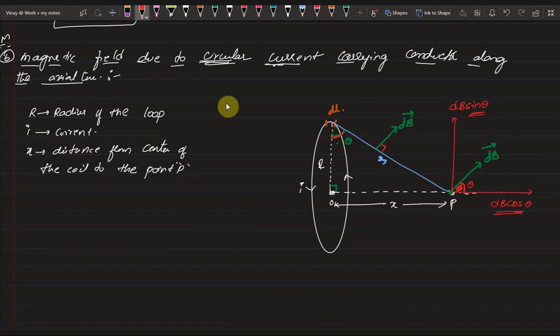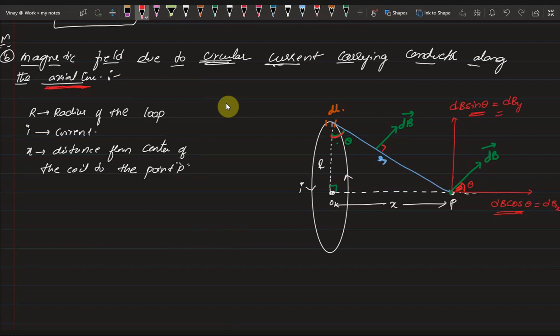Now, we have to calculate the magnetic field along which line? Axial line, right? So along the axial line, magnetic field is taken as dBx, which is equal to dB cos theta. Along the y component, magnetic field is taken as dBy, which can be taken as dB sin theta.